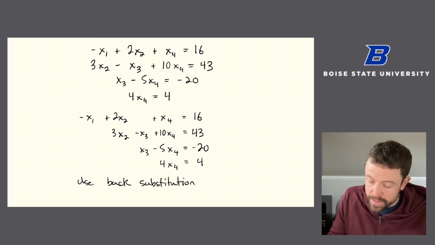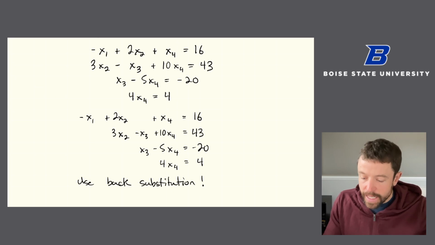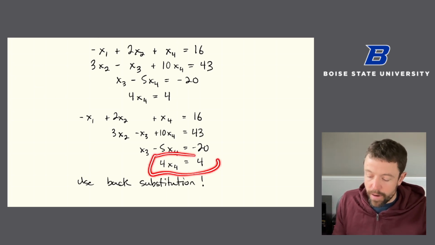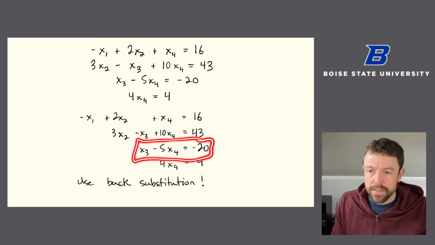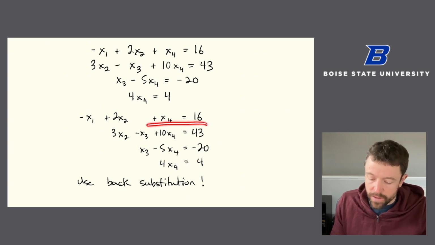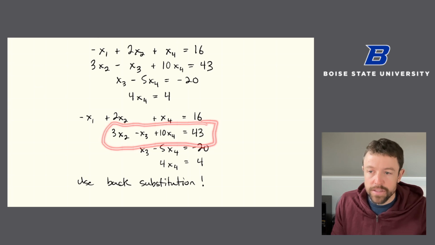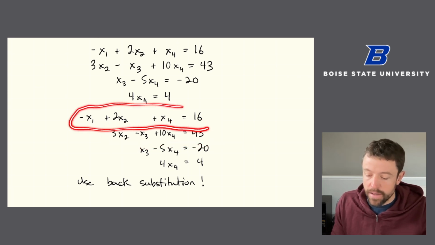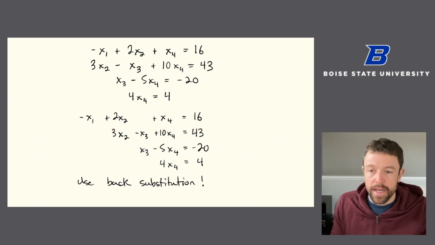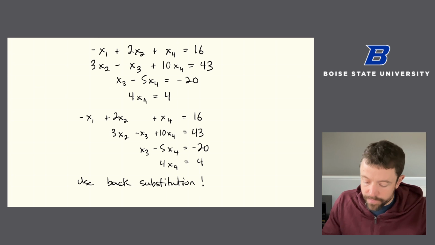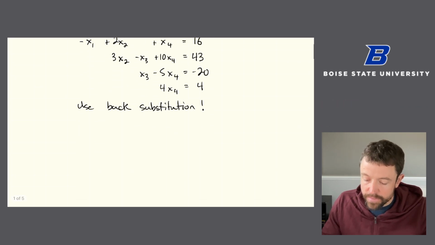So what is back substitution? Well, the basic idea is that from the bottom equation, we know what x4 is. And because we know what x4 is, we can figure out what x3 is. And then we know what x4 and x3 are, so we can figure out x2. And finally, we know what x2, x3, and x4 are, so we can figure out what x1 has to be. So let's actually do that.